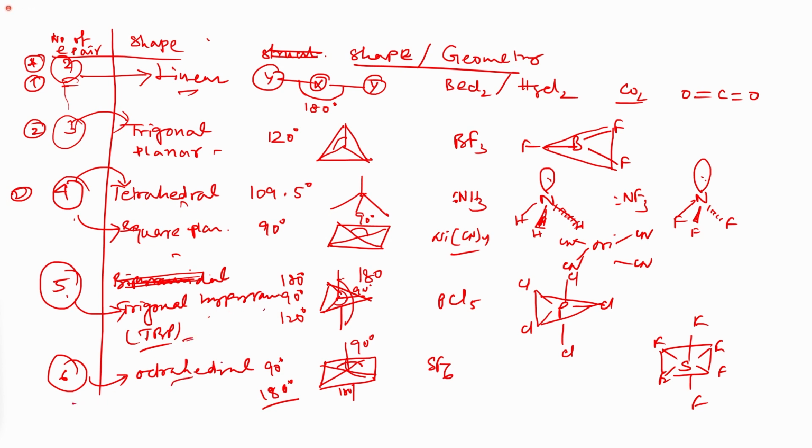So these are the general things for the VSEPR theory: how you will know the shape of the molecule according to the total number of electron pairs, not the total number of electrons. You always have to know the total number of electron pairs. It is a pair, not electrons. Now suppose I am giving an example. Suppose NH3.